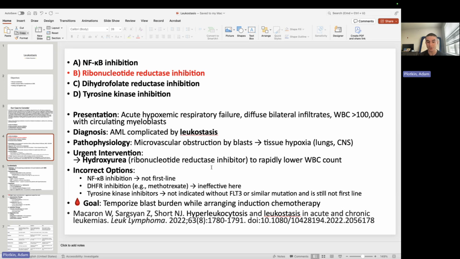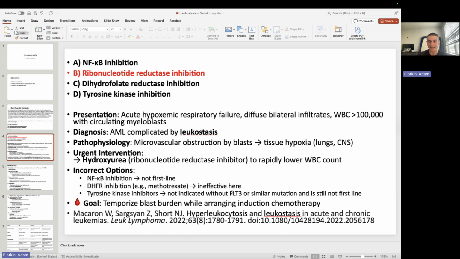Dihydrofolate reductase inhibition, so that would be methotrexate, not going to be effective here. And then we have the tyrosine kinase inhibitors, which a lot of people probably picked. That was the most popular answer because they were thinking CML. But again, tyrosine kinase inhibitors would be great for CML. CML is not going to lead to this leukostatic picture like we've got here.